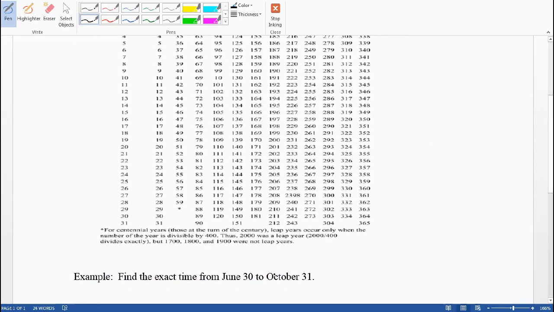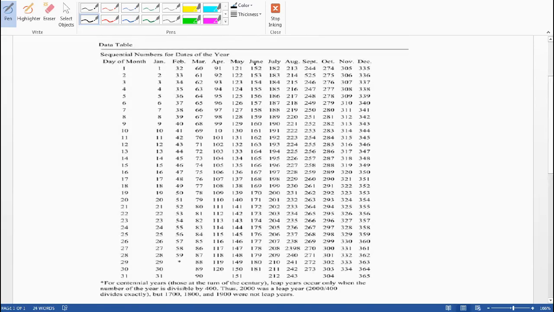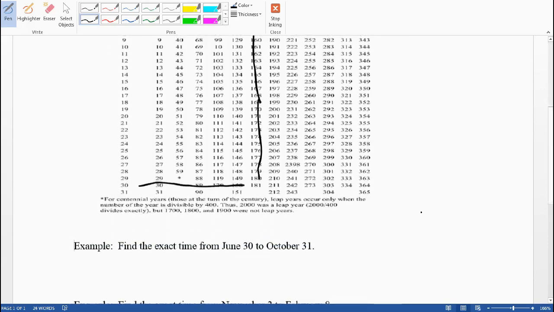One is where you're given two dates in the same year. So June 30th to October 31st. So let's find June 30th. Here's our June, and here's our 30. In case you're wondering, here's the months, and this is the actual day of the month. So June 30th, 30's here, June's here. That means that 181 is how many days have elapsed since the beginning of the year.